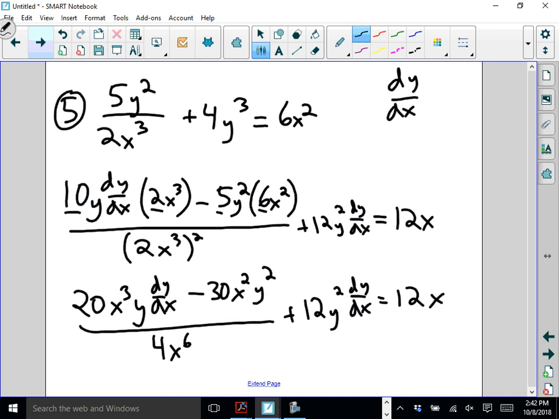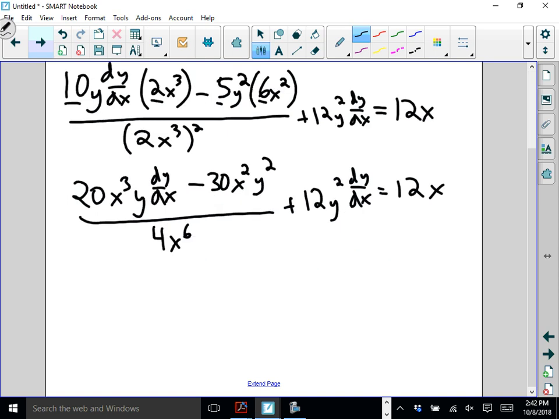If I go ahead and simplify that quotient right now, I see that 20, 30, and 4 are all divisible by 2. So 20 divided by 2 is 10, 30 divided by 2 is 15, 4 divided by 2 is 2. Next thing I see is that all 3 terms have an x squared. So this whole x squared is gone. The x to the 6th becomes x to the 4th. X cubed becomes x to the 1st power. So I'm just going to cross that out.